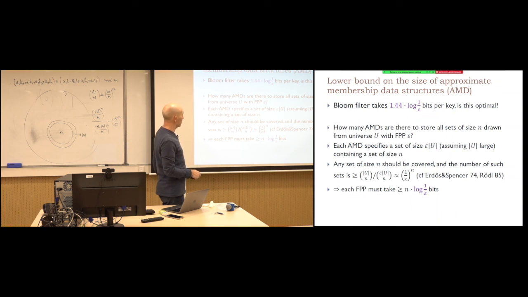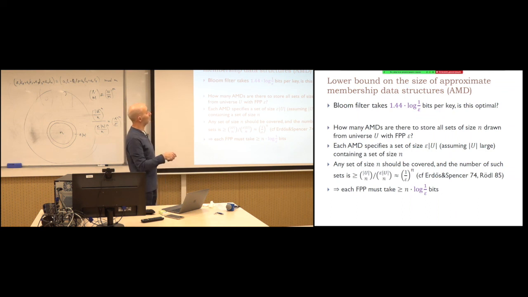So this lower bound says that we need at least log 1 over epsilon bits per element. And the Bloom filter takes a little bit more. Yeah, pretty close, it does pretty well. It's only a small constant factor away from the lower bound.